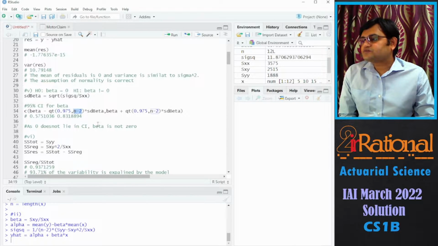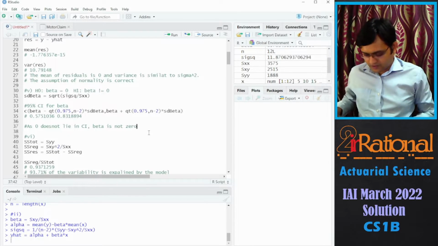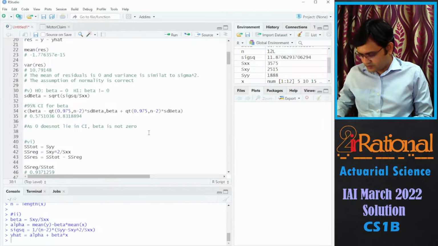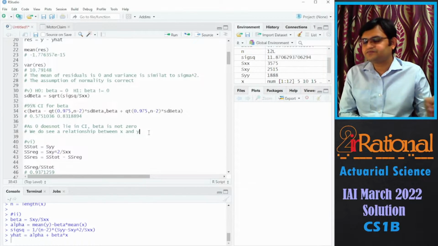And n minus 2 is our degree of freedom, times the standard deviation of beta. Then once I have minus, and the other time I have plus, that becomes nothing but our confidence interval here. So as 0 does not lie in the confidence interval, beta is not 0. So we do have a relationship. You can write here the comment that we do see a relationship between X and Y. Okay, that should be our comment.